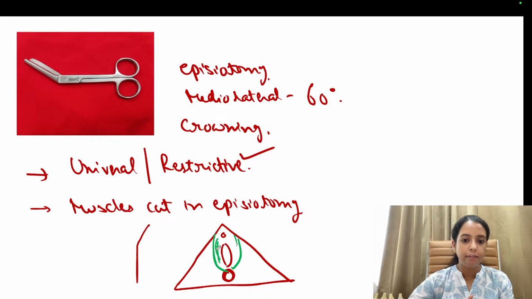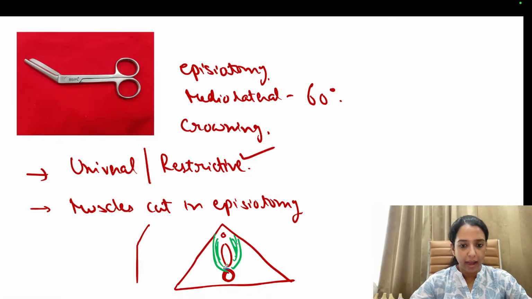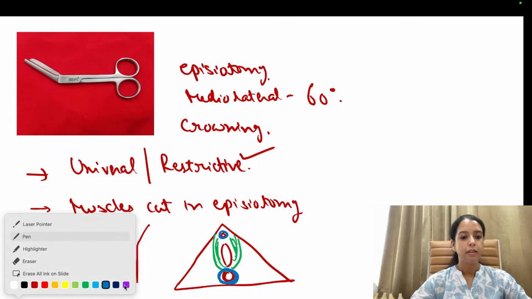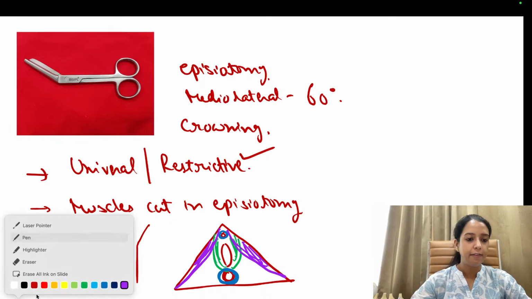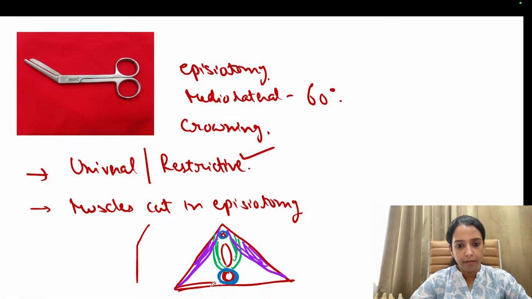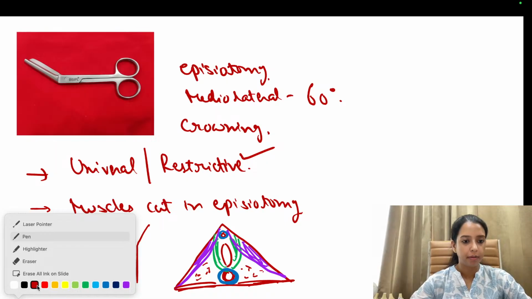This covering the vagina like a bulb, bulbocavernous. Then we have certain sphincters, the anal sphincter and the urethral sphincter. Then we have a far away muscle here over the ischial tuberosity. It is ischio-cavernous. And then here we have gluteal muscles. In between we have levator ani. Now tell me what are the muscles which I will be cutting in episiotomy.